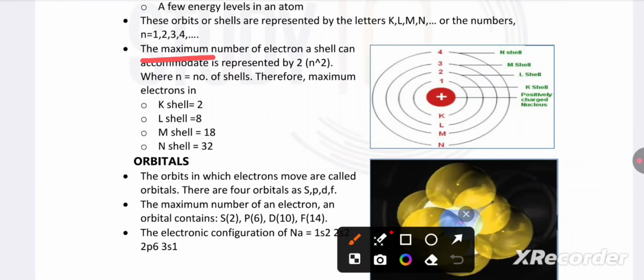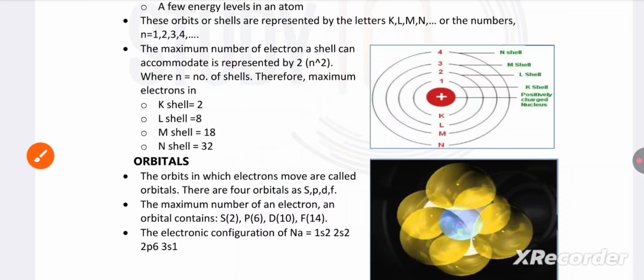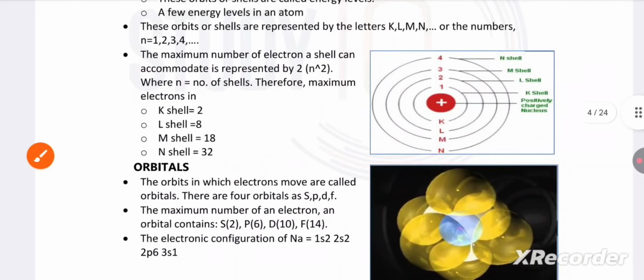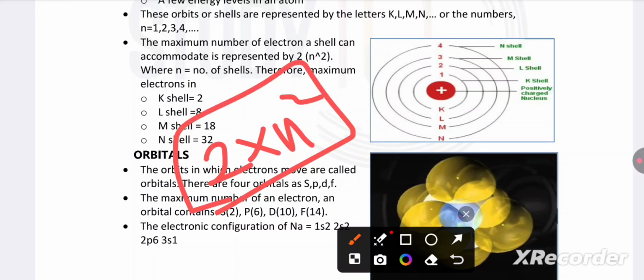The maximum number of electrons a shell can accommodate is represented by 2n². A direct question will come in this part: what is the maximum number of electrons a shell can accommodate? 2n². This is the formula.